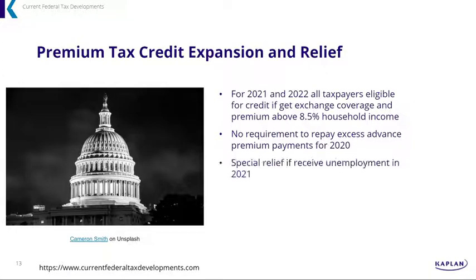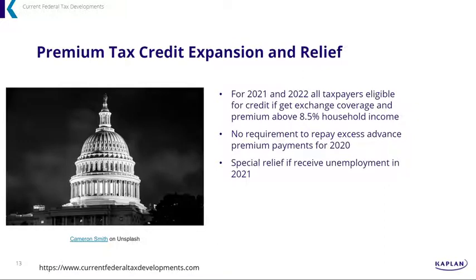Also, there will be special relief if you receive unemployment in 2021. For most purposes, your household income will be considered at 133% of the poverty level. The exceptions will be primarily for testing to see if you had an affordable offer of coverage during the period you're employed. That will look at real household income, not your actual income, or this deemed 133% of income, I should say.